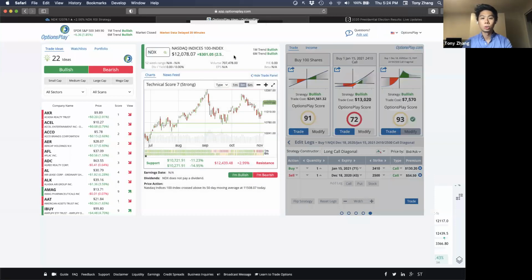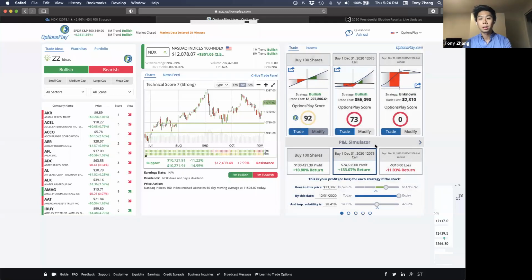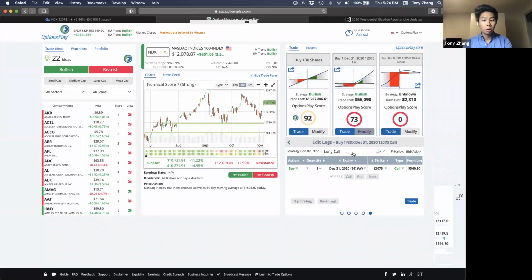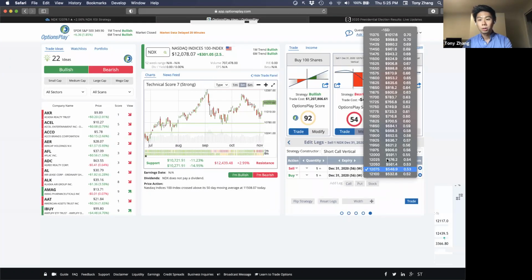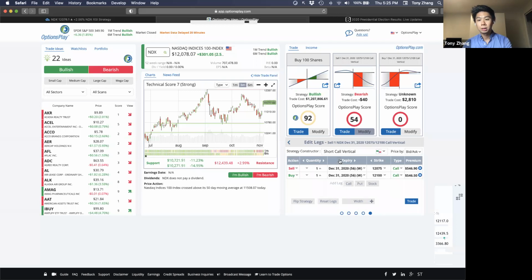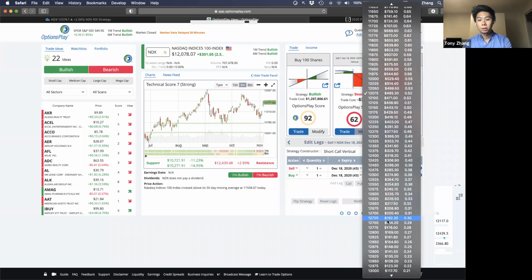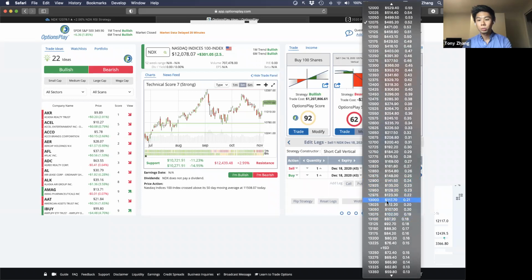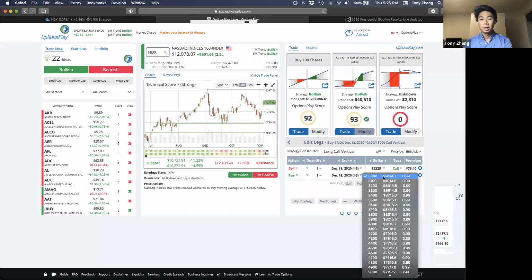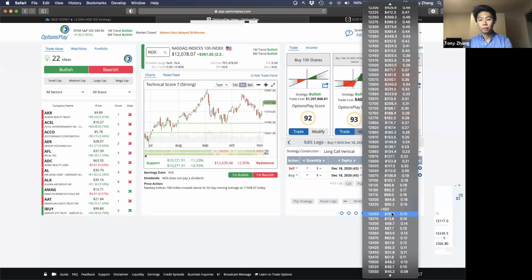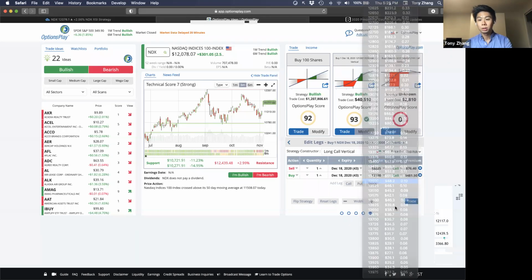NDX, the question is, should you sell a 13,000, 13,500 December 18th call spread? So a bearish call vertical, December 18th: buying the 13,000, which is a 21 delta, and then selling the 13,500, which is a 10 delta.